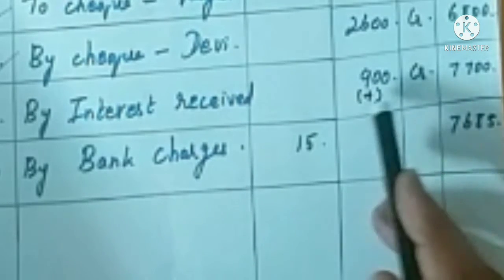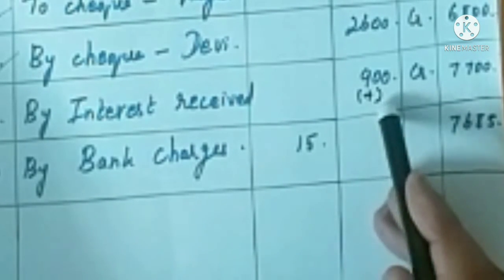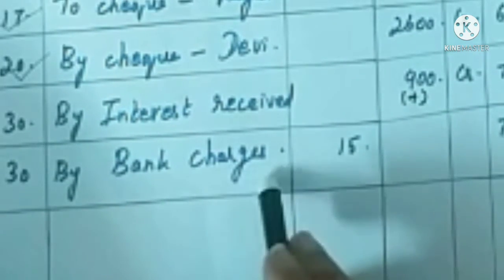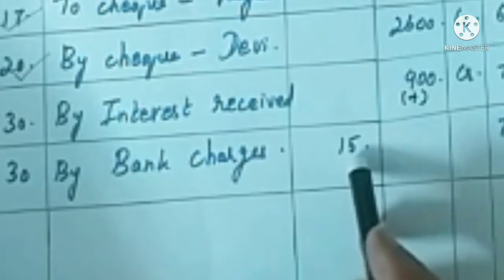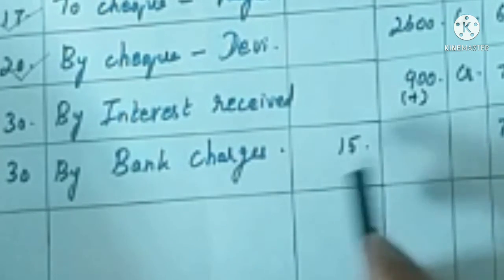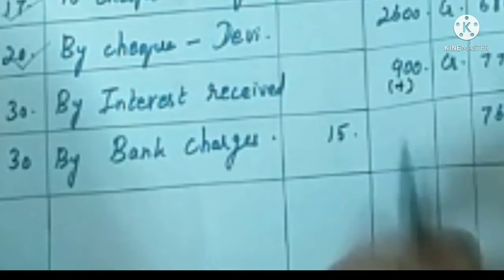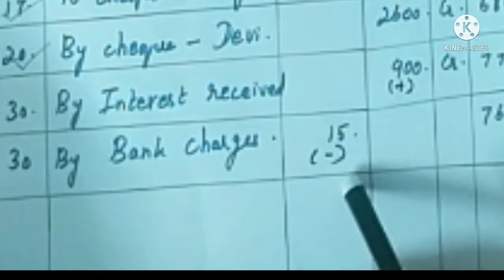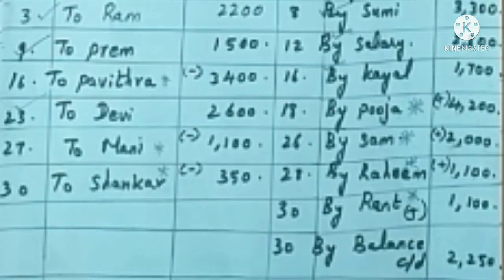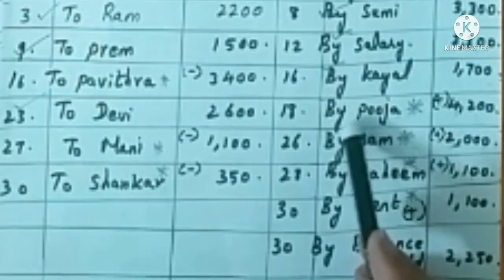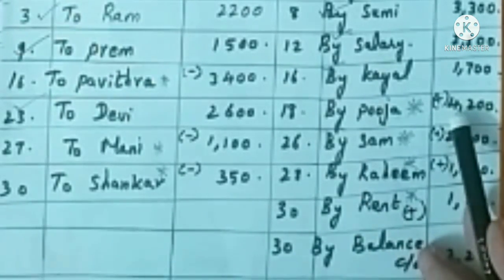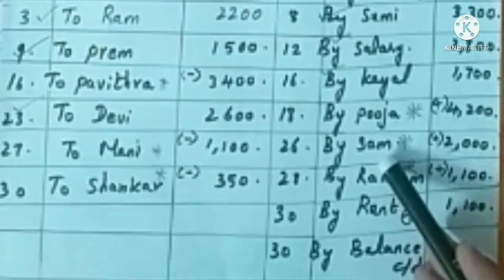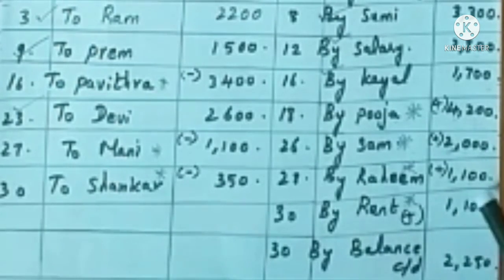Interest receipt is recorded in the passbook but not in the cash book. It increases the passbook balance. So rupees 900 has to be added. Bank charges is recorded in the passbook. It decreases the passbook balance. So rupees 15 has to be deducted. Okay, now let's start preparing the bank reconciliation statement. So we are going to add, by Pooja rupees 4200, cheques issued but not presented for payment. By Sam 2000 rupees. By Rakim 1100.